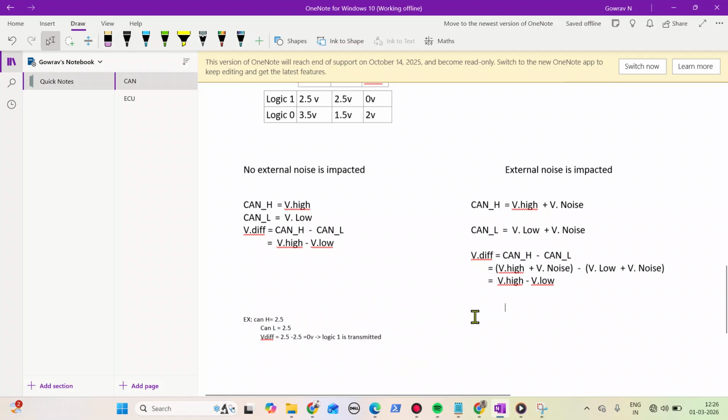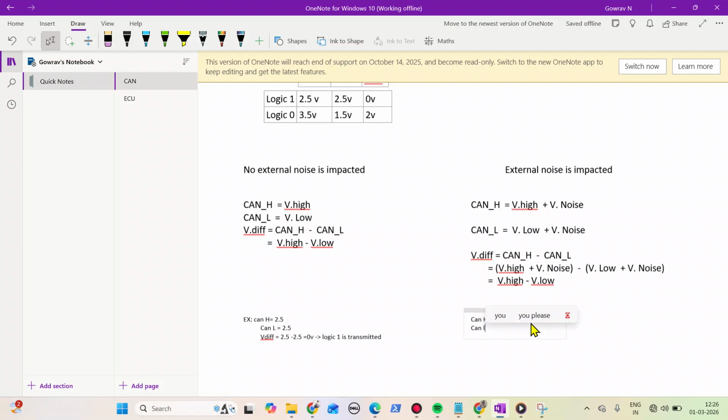For example, coming to this scenario, in CAN high I am transmitting the same 2.5 volts. Due to noise, for example, consider 1 volt extra is getting induced, which means the transmitter will transmit only 2.5 volts, but because of external noise 1 volt got induced. So the resultant became 3.5 volts.